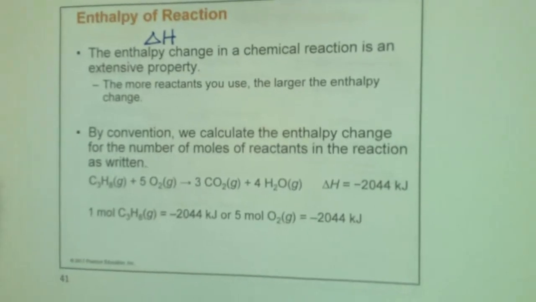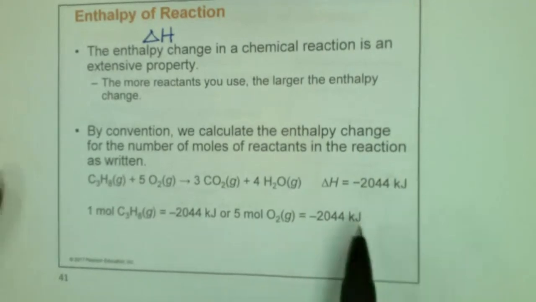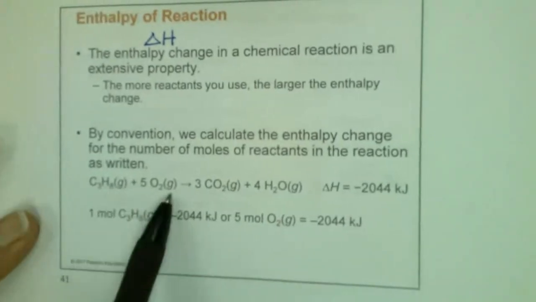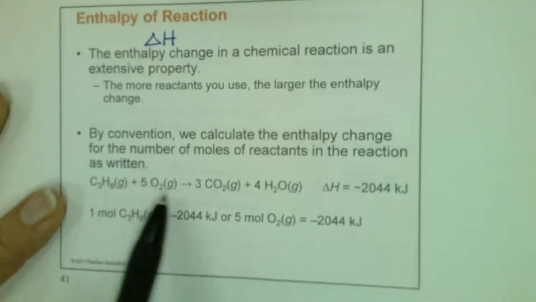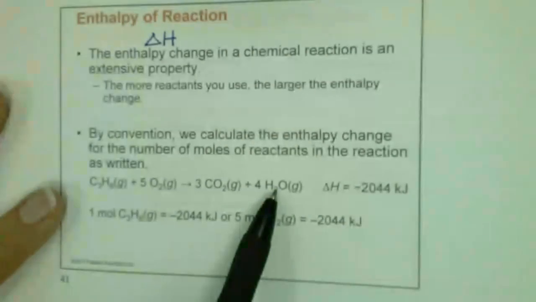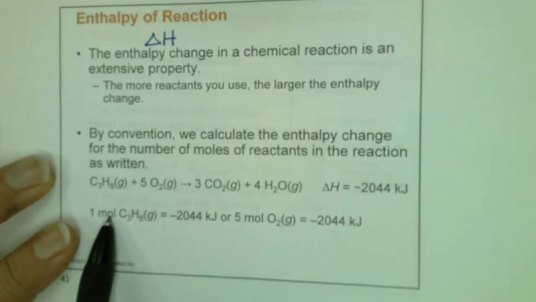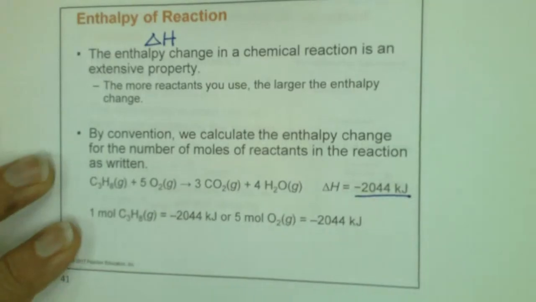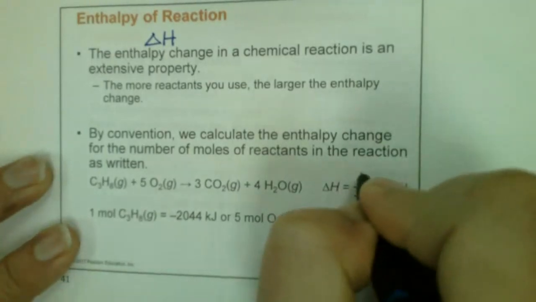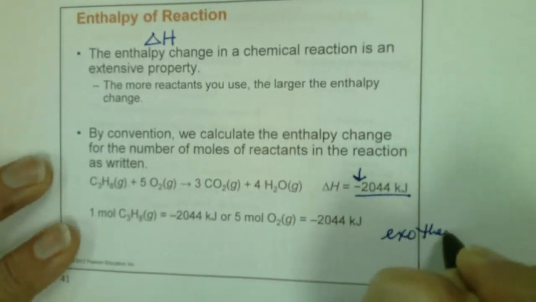Now, we can also calculate the energy change for the number of moles of reactants in a reaction. Notice we did a combustion reaction. This is propane. We combusted it with oxygen to make CO2 and water. And if we combust 1 mole of propane, it has been calculated that we will get this much energy released. I know it's released because it's a negative. That means it's an exothermic reaction.